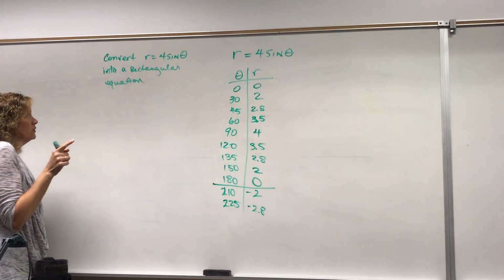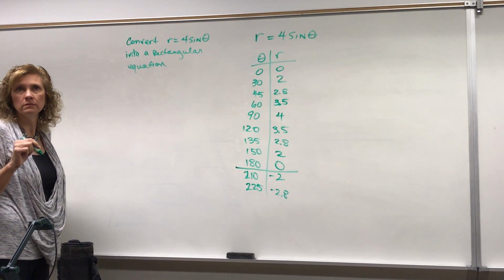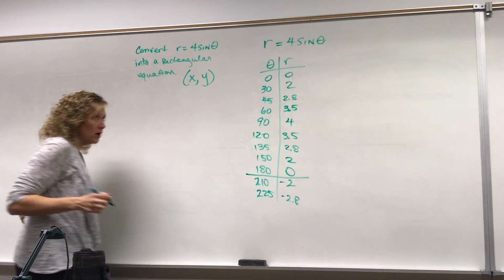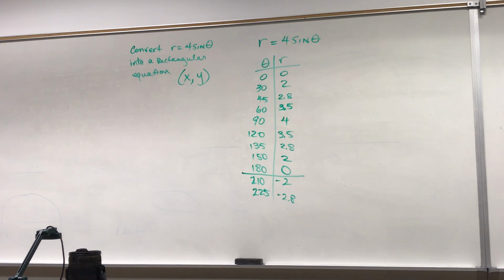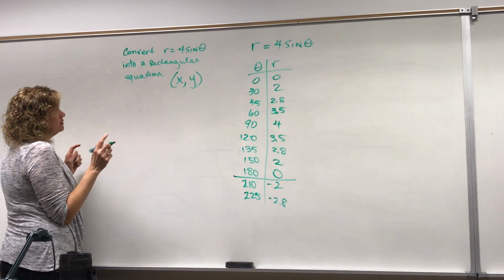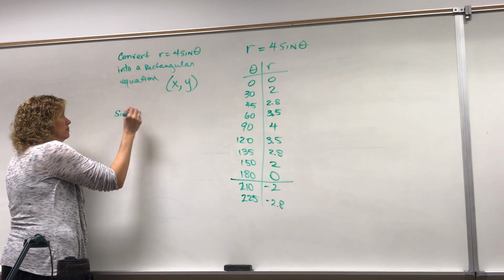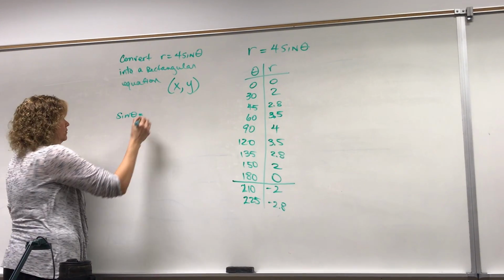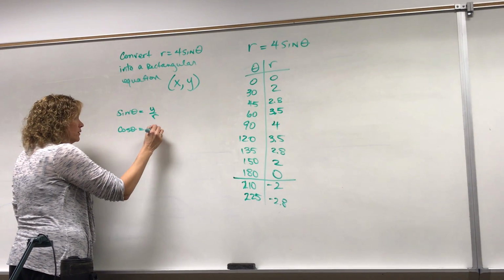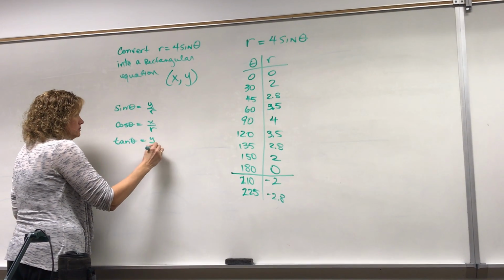So polars have r and sine theta, and rectangular has what? X and Y. So we're going to get rid of r's and thetas. We're going to get x's and y's. Some relationships that can help us: what do you know about sine theta? Y over r. Cosine theta is x over r. Tangent theta is y over x.